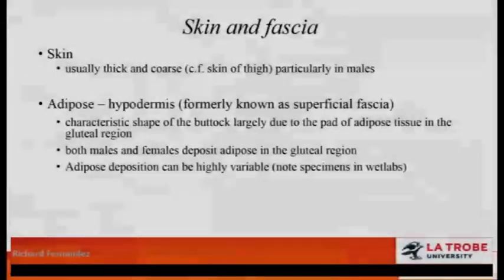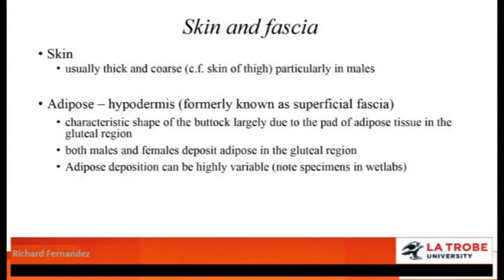We can now consider the layers of tissues that make up the gluteal region. Starting with skin. Skin is the first layer, and it's usually coarse and thick in males. Deep to the skin, we have a layer of adipose, also known as hypodermis. Adipose gives the gluteal region and the buttocks its characteristic shape. Both males and females deposit adipose in this region, but the amount of adipose varies between genders.